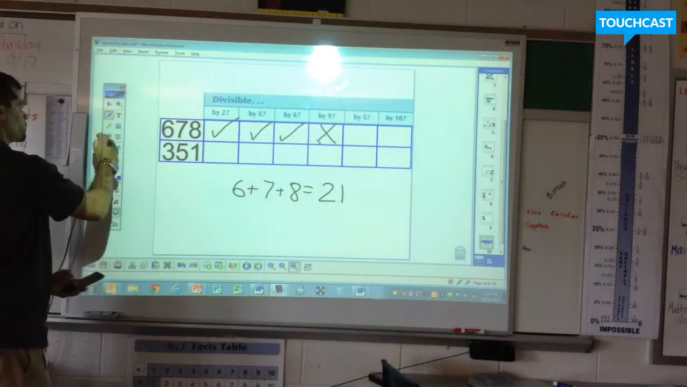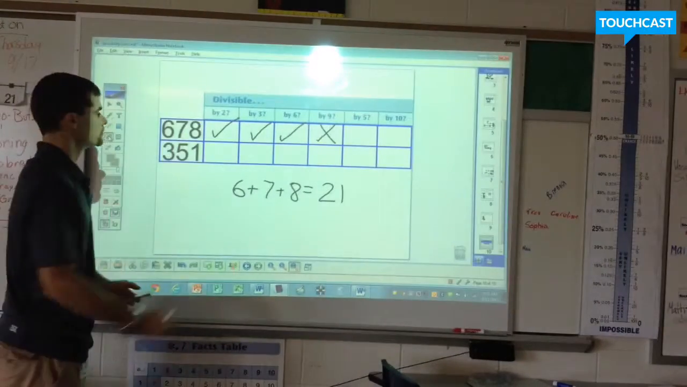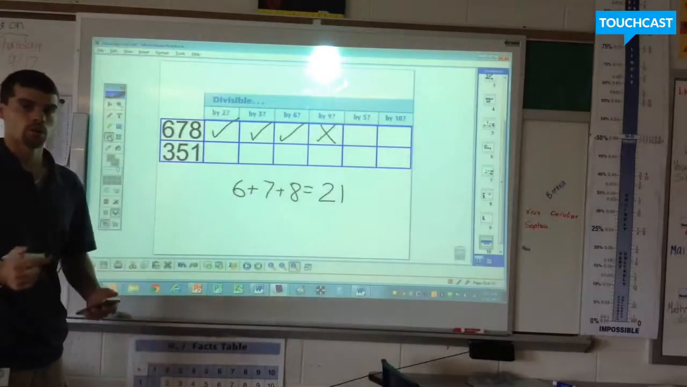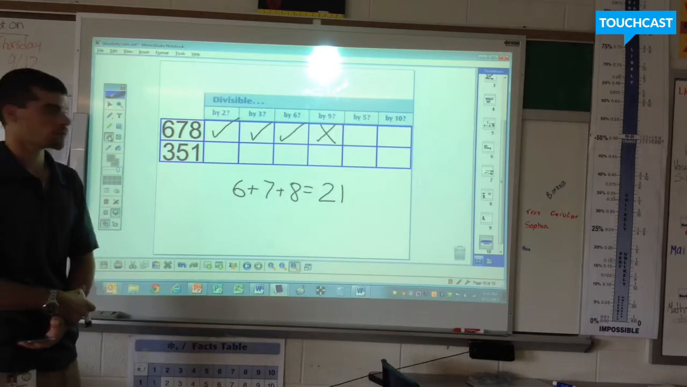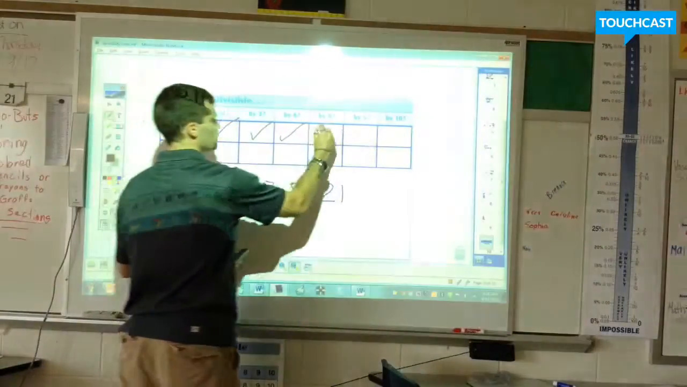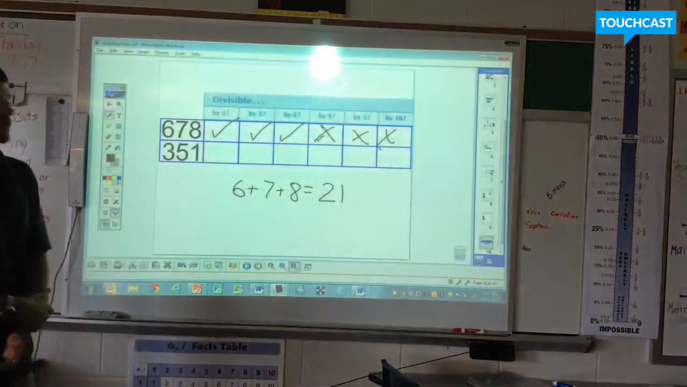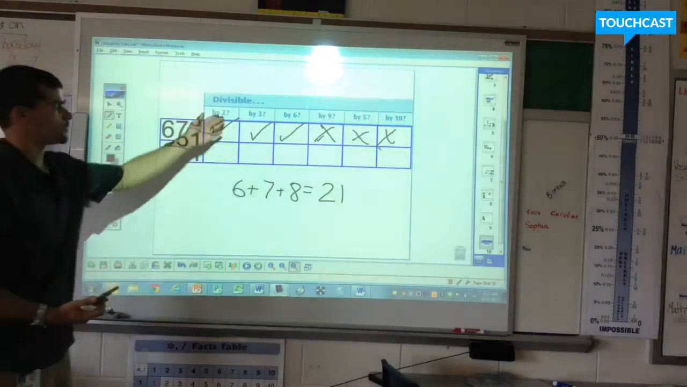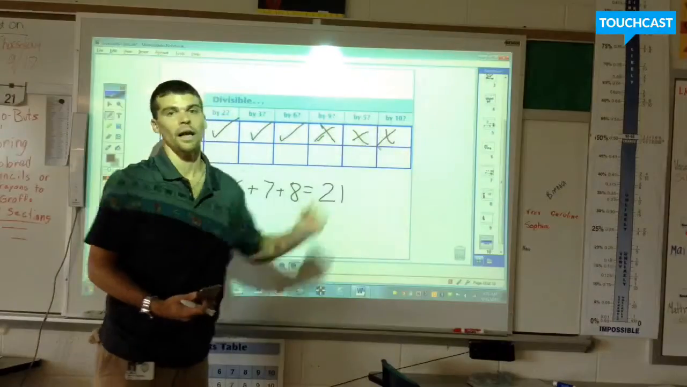The last two we're going to look at are 5 and 10. It ends in 8, so 5 or 10 do not work because we're looking for that 5 or 0 for the two of them. So we have our chart. 678 is divisible by 2, 3, and 6. It is not divisible by 9, 5, and 10.